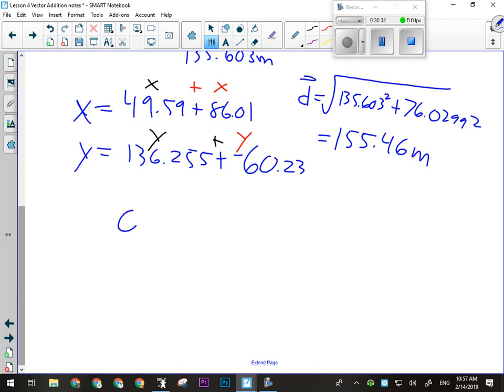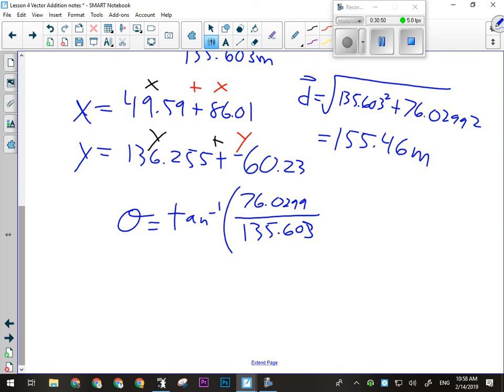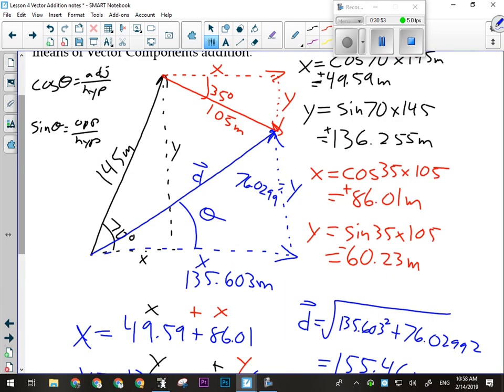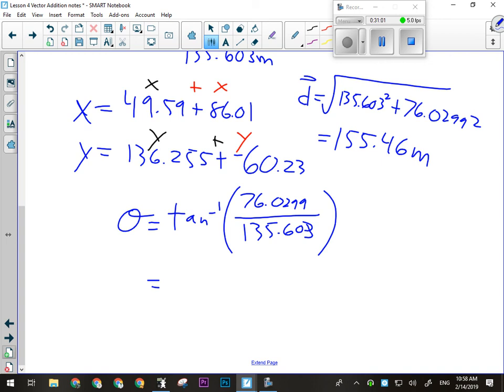So I'm gonna calculate theta by going inverse tan of the opposite side, which for me was 76.0299, and dividing that by the adjacent side, which was 135.603. And here's how I know that. I just go back to my diagram and say, I'm looking for this angle, that's opposite, this is adjacent. Again, we're going to do significant figures here. I'm keeping all the decimals until the very end, carry them all the way through, and then round at the end.